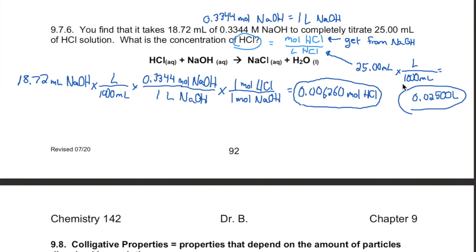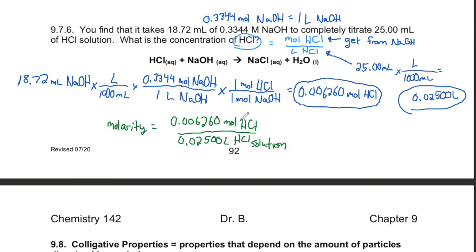So now we have both of our numbers that we wanted to calculate the molarity. We have calculated that we have 0.006260 moles of hydrochloric acid in a volume of 0.02500 liters of solution. And that comes out to be 0.2504 moles per liter, or you can also write it 0.2504 molar hydrochloric acid.